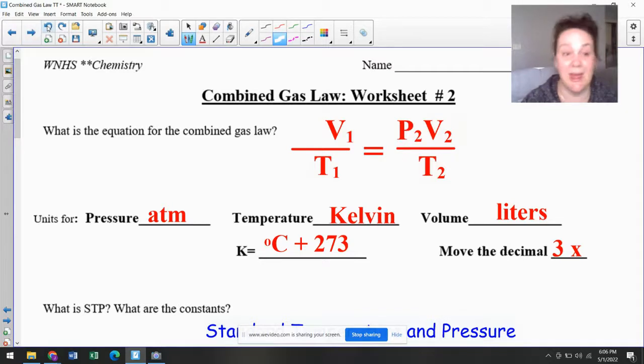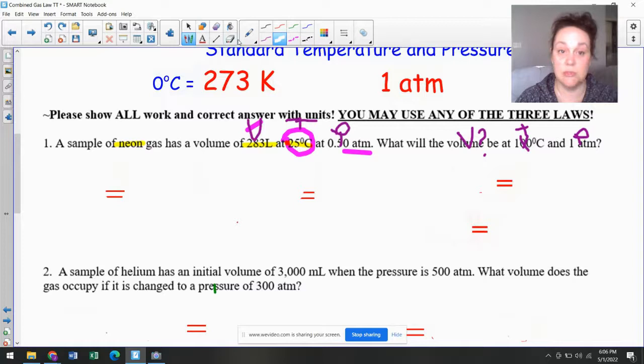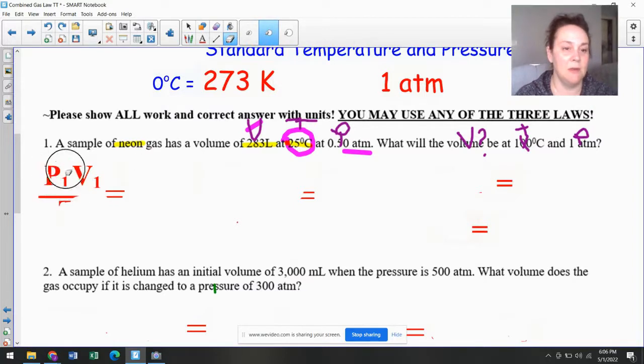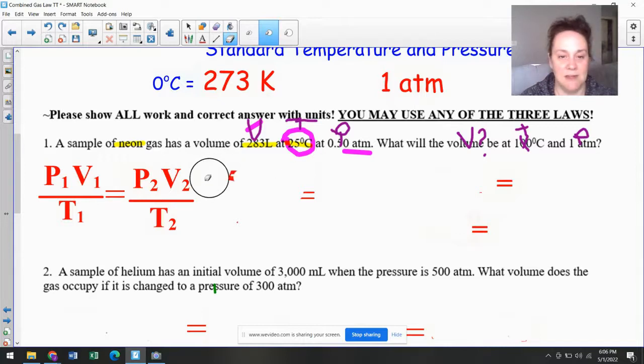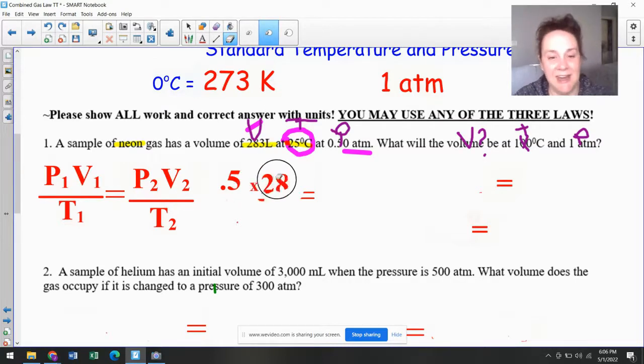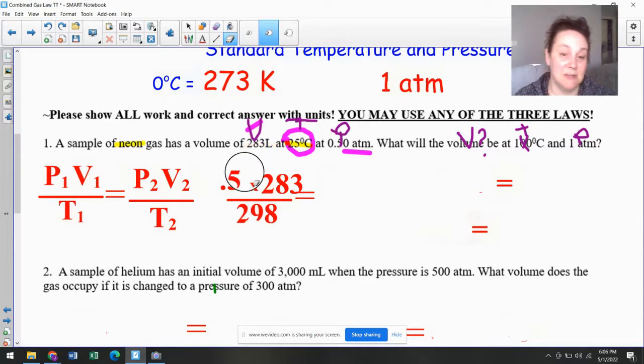So in this first question, we have all 3 variables, so we are going to use the combined gas law on this one. P1V1 over T1 is equal to P2V2 over T2. What is my initial pressure? I see that that's 0.5 ATM. What is my initial volume? I see that that is 283 liters. And then what is my initial temperature? I can't use 25. I'm going to add 273 to 25, and that gives me 298.